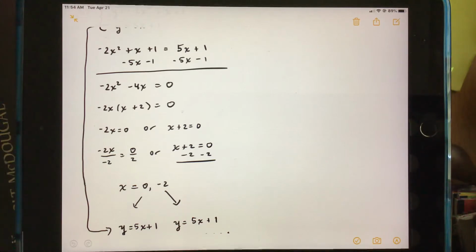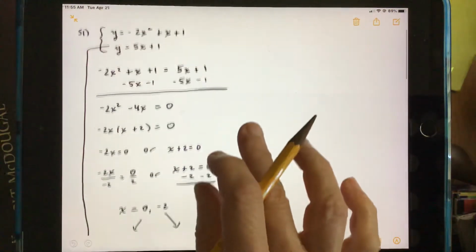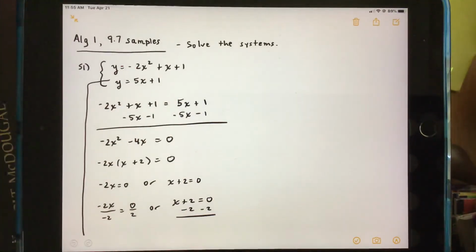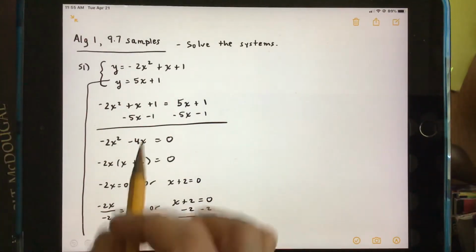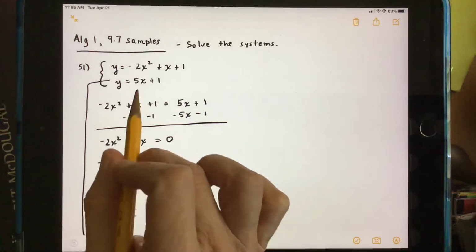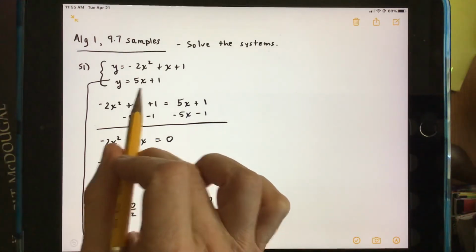Okay, so great, I have my x coordinates for the 2 points of intersection for my parabola and my line, but I need ordered pairs to be able to identify where those points are. So I'm going to use my x is 0 and x is negative 2. I'm going to plug those values into the easiest looking equation from my original system, and it looks like it'll be that bottom one, that linear equation. I'm going to put in the values I got for x, and then I'm going to solve for y.